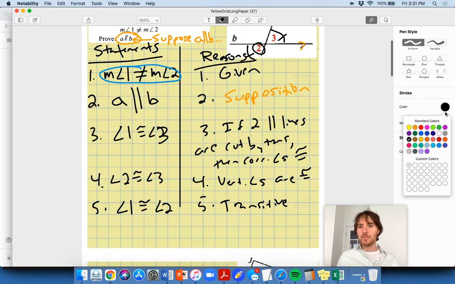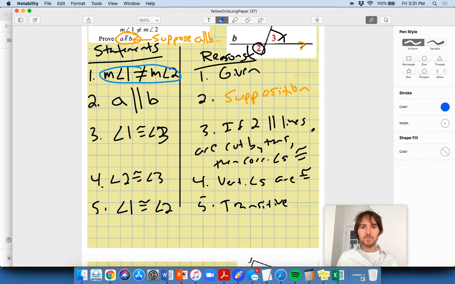But what's the problem here? What's the problem in our list of ordered reasons and statements here? I've said this. Am I allowed to say this?